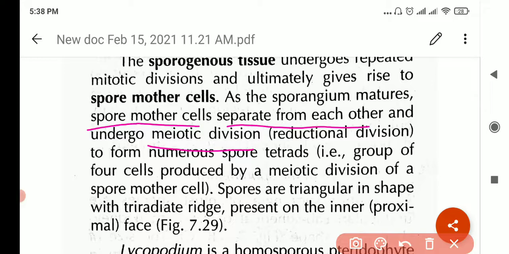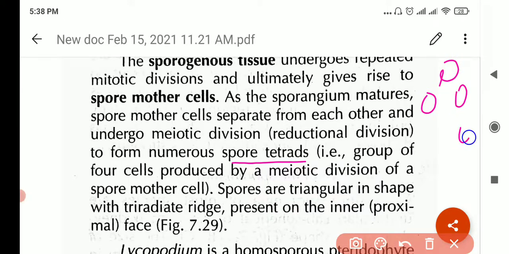Now, after they have reached the stage of spore mother cell, finally, after so long, it will undergo meiosis. Meiosis is what? It is a reduction division, no? Because from 2N, we will get N. And then, how many should we get? We'll get spore tetrads, okay? Spore tetrads, because when meiosis happens, you get 4 cells. So 4 is what? Tetrad.